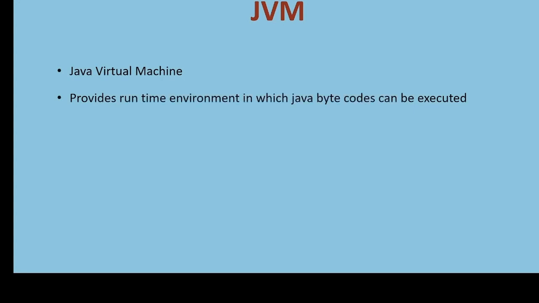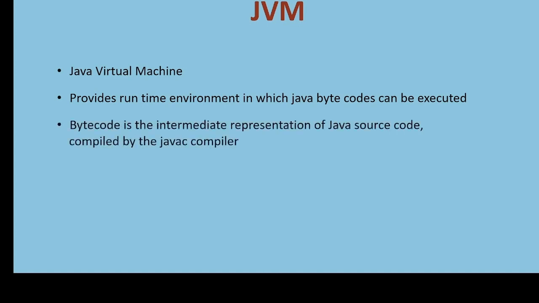Okay, wait. What is Java bytecode? Well, we only know about the Java program that we have written. No? Then where does this Java bytecode come from? Bytecode is the intermediate representation of Java source code compiled by the javac compiler. This might have created some confusion, but don't worry, we can clear it up.